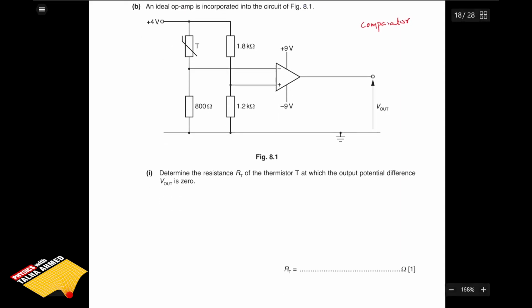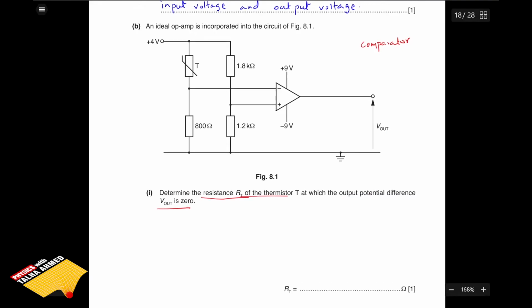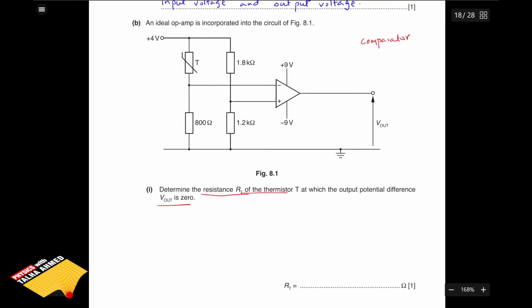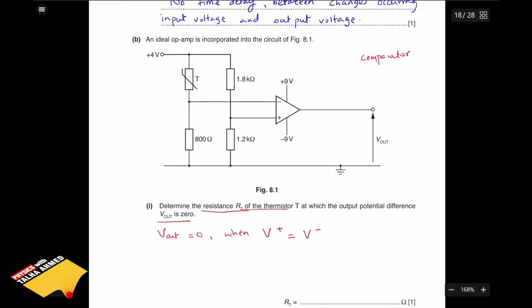So, part one asks: determine the resistance of the thermistor at which the output is zero. Okay, so when is the output of a comparator circuit zero? Well, it is zero when V plus and V minus are equal to each other, which means that the inverting input and the non-inverting input should be exactly the same. Now, how is that possible? For that, you really just basically need to look at the connections of the two inputs.